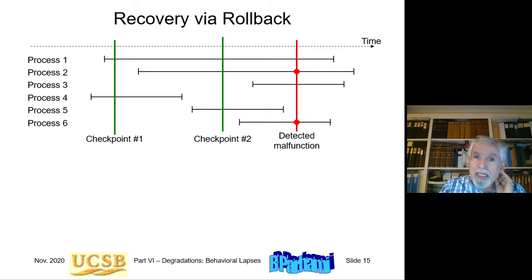Okay, so these are independent processes. When you have independent processes, then they will independently backtrack to either the previous checkpoint or to the start of the process if there is no previous checkpoint.